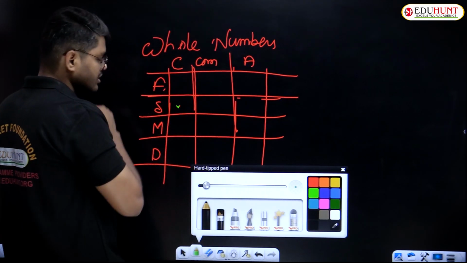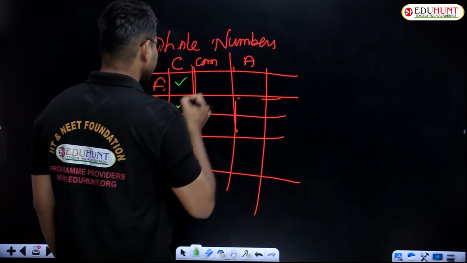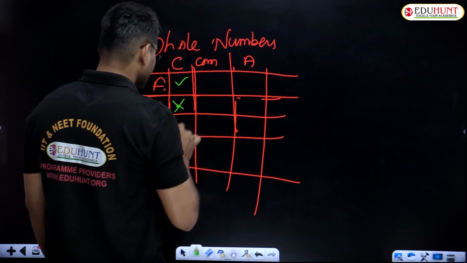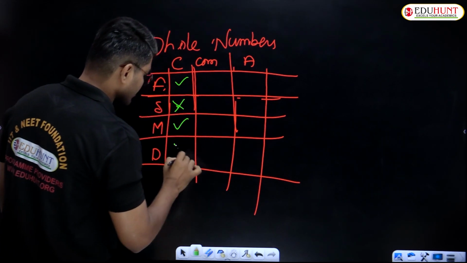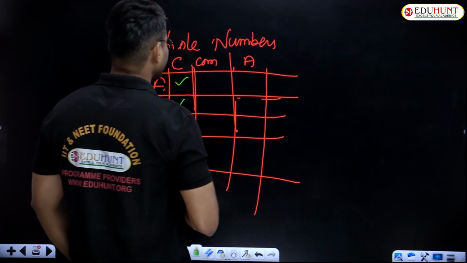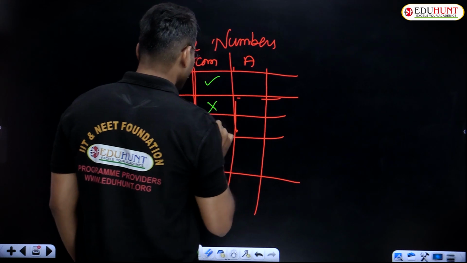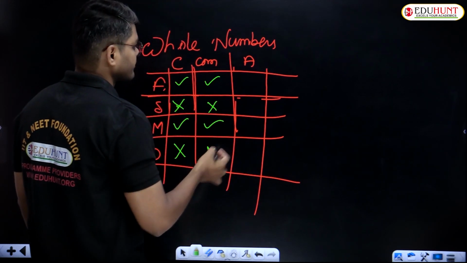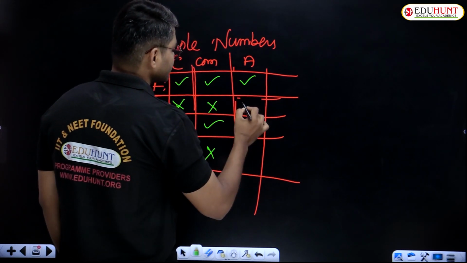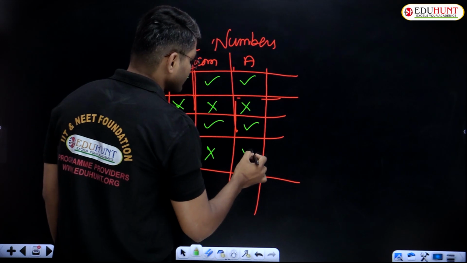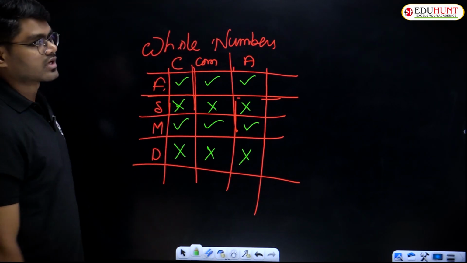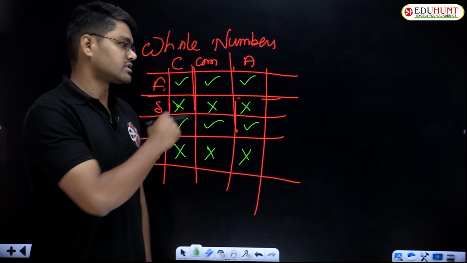In addition, closure property, yes, possible. Subtraction, no. Multiplication, yes. Division, no. Commutative property: yes, no, yes, no. Associative property: yes, no, yes, no. This table we have to remember to crack the question very easily.